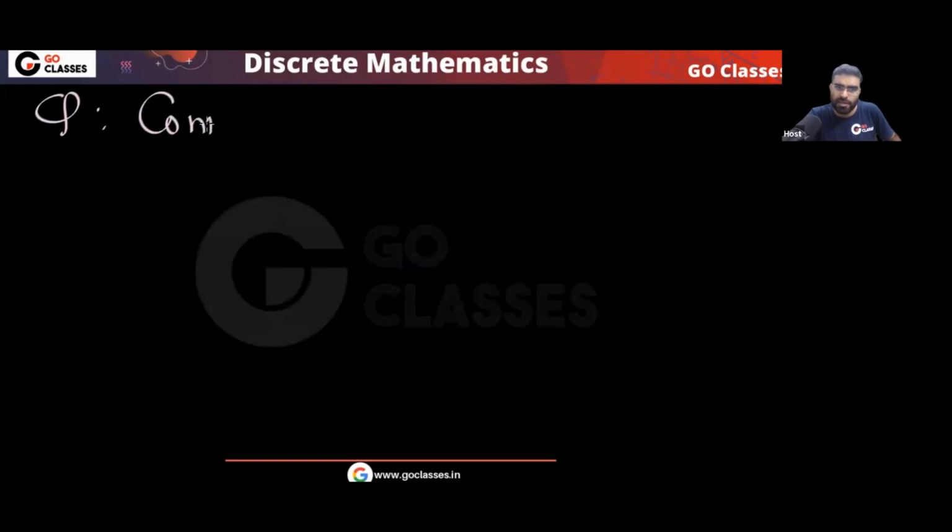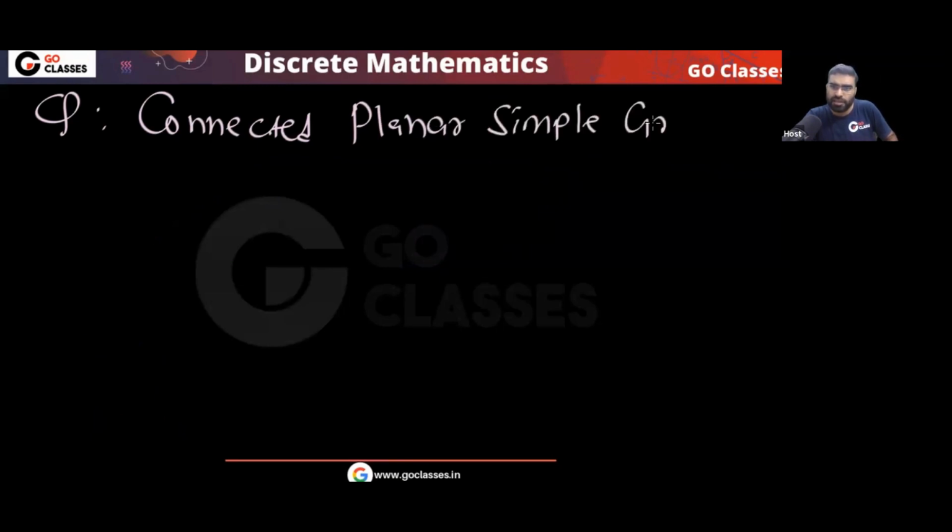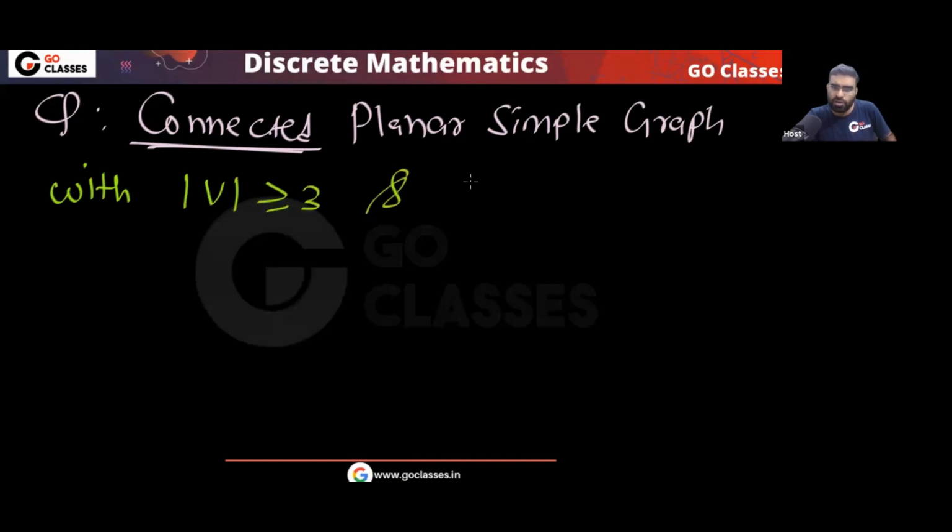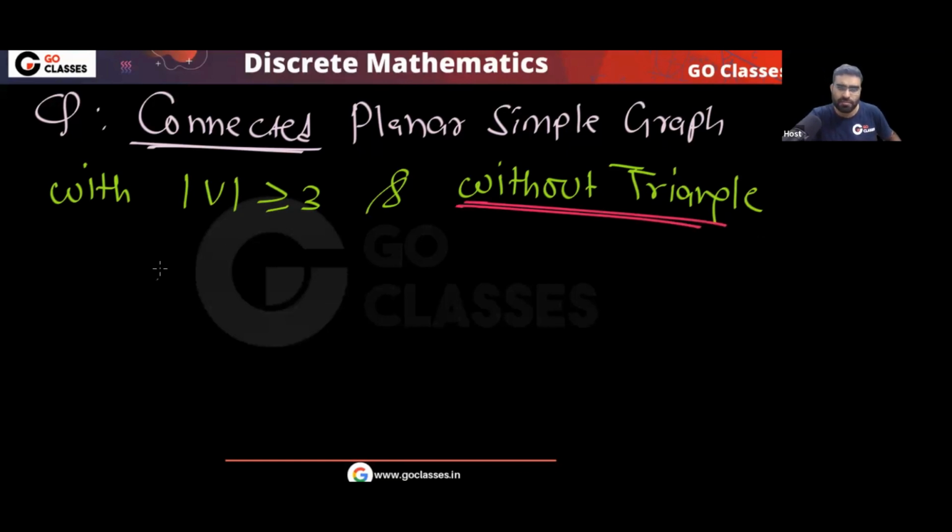Suppose you have a connected planar simple graph with at least 3 vertices, and without any triangle. There is no triangle in your graph. Then what can we say about the degree of any face? Please tell me.